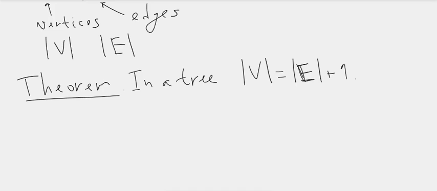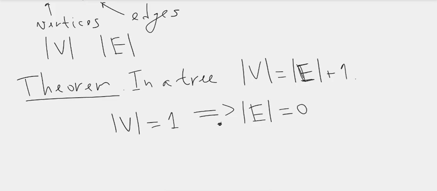So first the base case. When the number of vertices is equal to 1, so basically when we have a single vertex in a graph, then there is no room for any edges, so the number of edges must be 0, so this equality holds. So the base case holds.